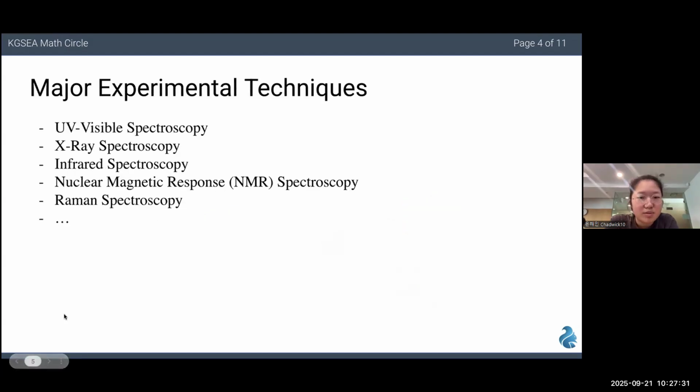Here are some major experimental techniques that utilize spectroscopy for studying biology. These techniques all use different types of electromagnetic radiation or different principles regarding the radiation. Today, we'll be looking at the first two types of techniques.